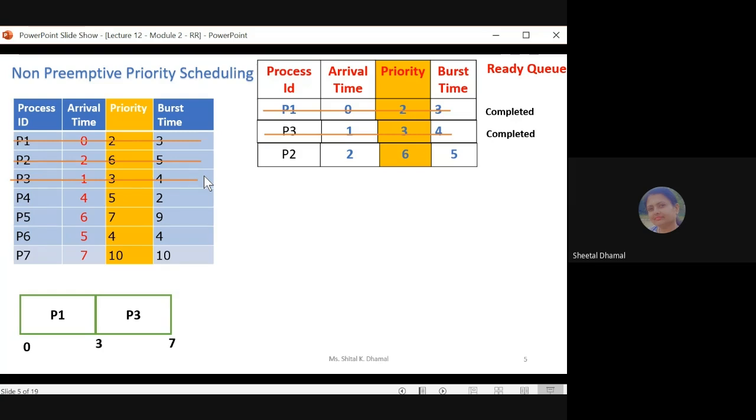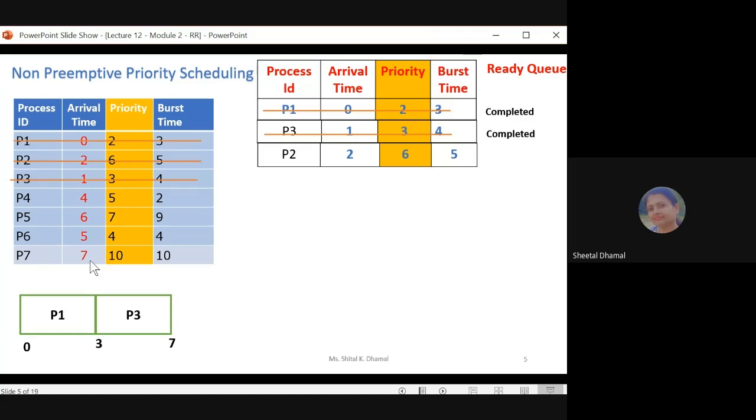So only one process is present in the ready queue now, and that process is P2, and its priority is equal to 6. So here in the Gantt chart, you can observe that the completion time of the process P3 is equal to 7. So what you have to do now is check whether, when the process P3 was executing, any process entered into the ready queue or not.